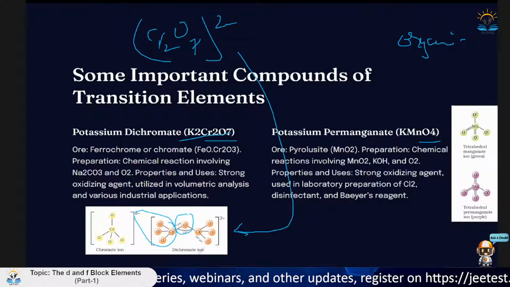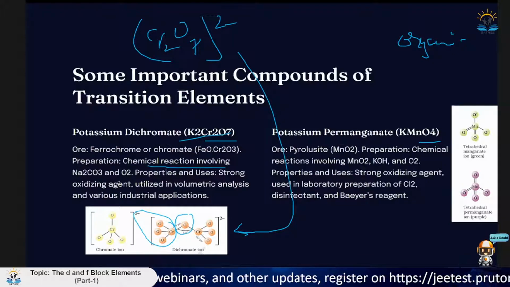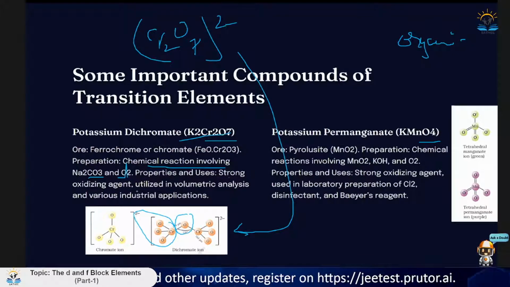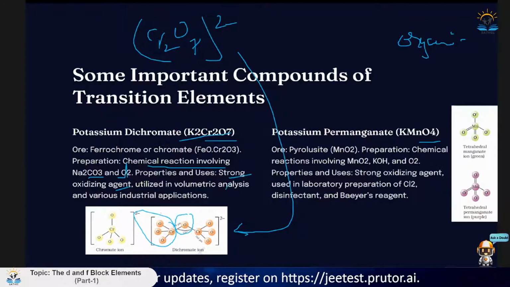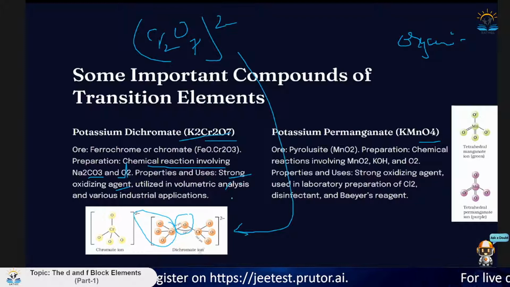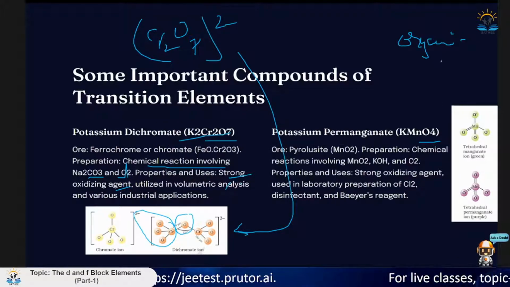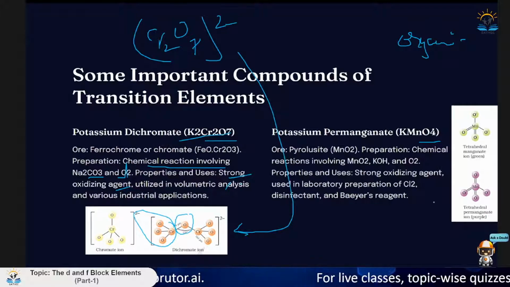And then you have the preparation, and the chemical reaction involves Na2CO3 and O2. And it is a strong oxidizing agent. It is used in volumetric analysis. Okay, this is basically our analytical chemistry part. Similarly, potassium permanganate is made of the permanganate ion, which has a structure like this.